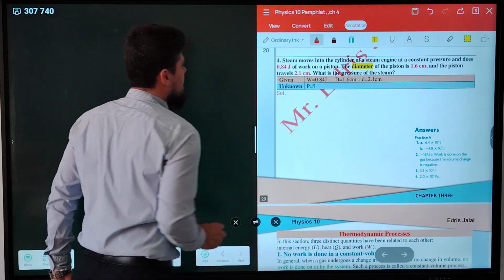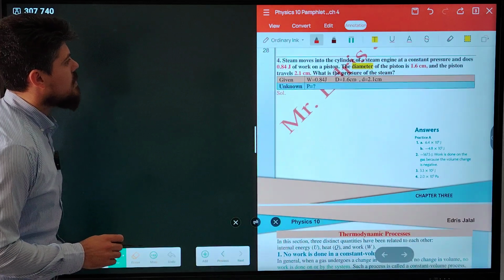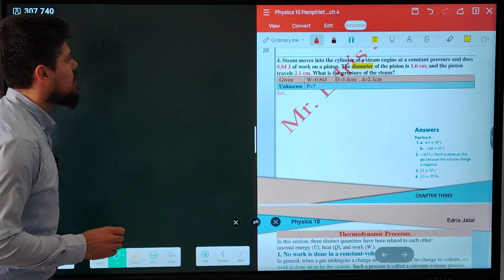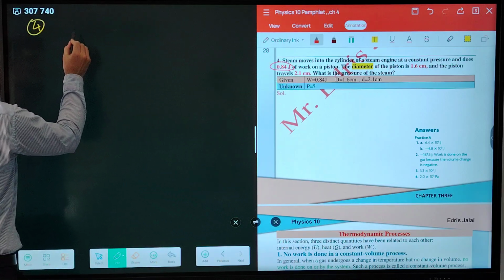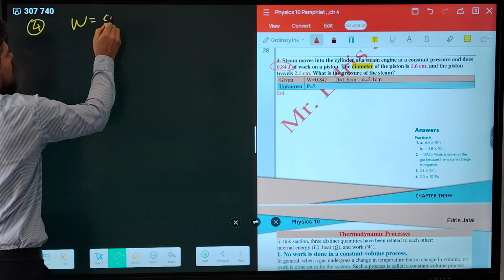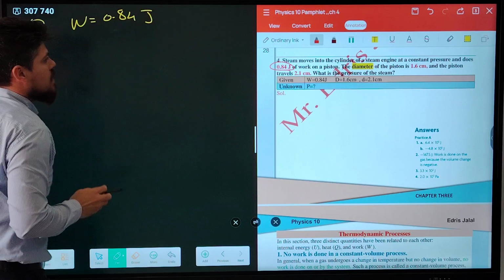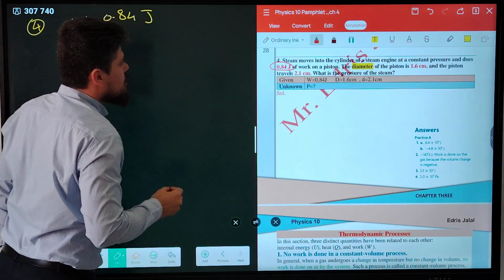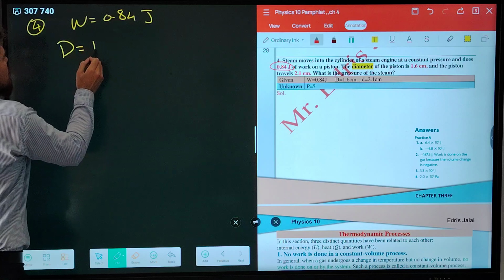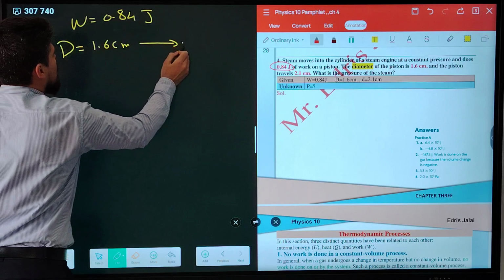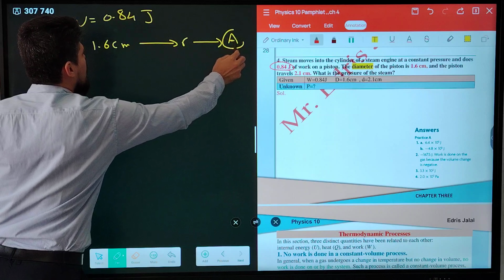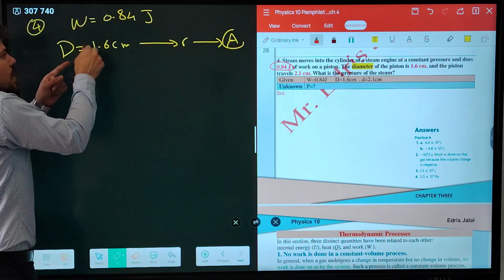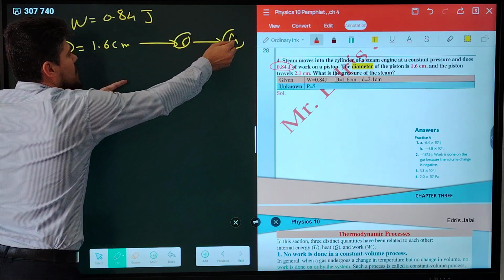The last question, guys, look. Question 4, sorry. A steam moves into a cylinder of a steam engine at constant pressure and does work. This is work. The work is given in question 4. Work is equal to 0.84 joules. On a piston, the diameter of the piston is given. Diameter is equal to 1.6 centimeter. You have to convert to radius, after that convert to area, because we need area. Be careful. Whenever the diameter is given, you have to convert to radius, after that convert to area.